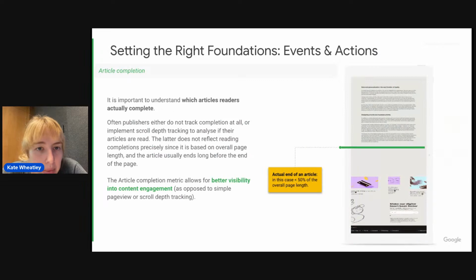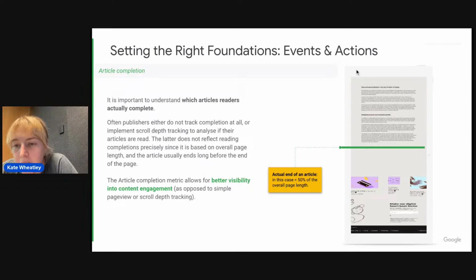Okay. So next up, this is an example of an event or an action. So the next thing we really want to understand is which articles readers are actually completing. Which ones do they like reading? They might click on it, but that doesn't give us a holistic view of the quality of an article or of reader engagement. So I gave an example before that you can see illustrated here.